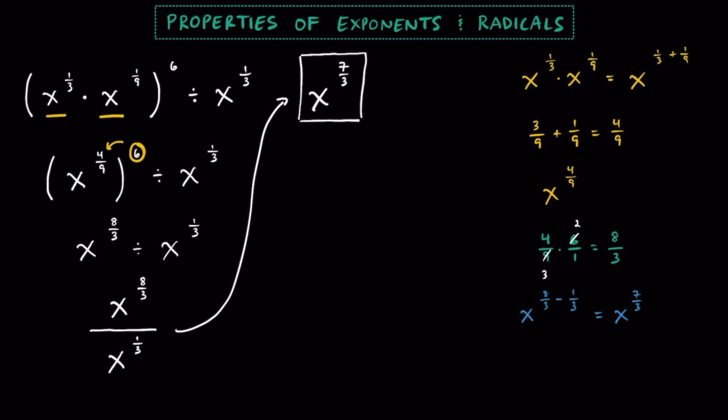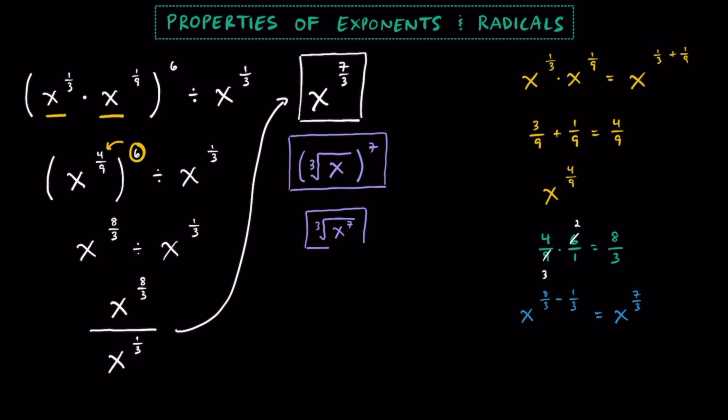Now, just for good measure, if you want to see this in radical form, the little 3 on the bottom means we're taking the cube root of whatever x is, just like that, and we're going to raise this to the 7th power. That's one way you could write this. Again, you can write the 7 inside the radical as well. I know that's a little bit confusing sometimes, so I didn't write it for the other ones, but if you wanted to, you can write that 7 on the inside as well. It's just a preference thing, or what might be more useful in different cases.